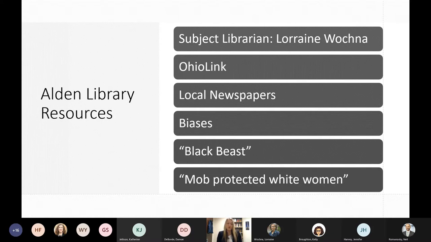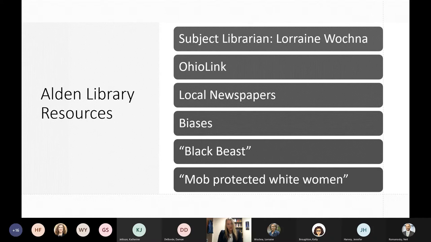I also ordered books through OhioLink. OhioLink is a program that Alden Library has that connects different libraries throughout all of Ohio. So if I needed a book and it wasn't directly at Alden Library, they would reach out to another library throughout Ohio and order that for me. Which was great. I wanted to do a lot of secondary source reading to establish my credibility on the topic of lynchings throughout the U.S., to become an authority on that subject.